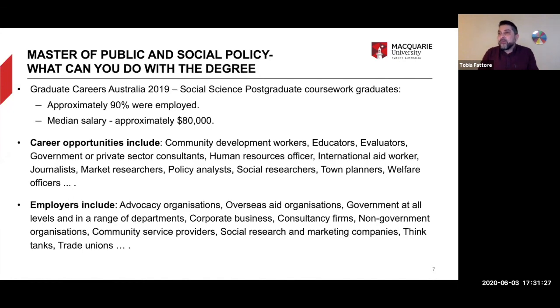And similarly, the kinds of employers our graduates work for are also very diverse, and they include, but are not limited to, different advocacy organisations, governments at all different levels, local, state and national, overseas aid organisations, and also some of these large international non-government organisations as well. They work, as I said, for corporate businesses and consultancy firms, also for non-government organisations in the social, community and human services sectors, as well as places like social research and marketing firms, and importantly at the moment, trade unions.